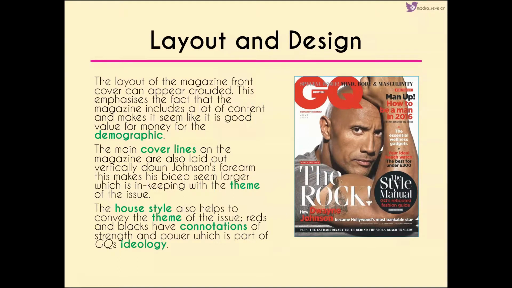And layout and design. The layout of the magazine front cover can appear crowded. This emphasises the fact that the magazine includes a lot of content and makes it seem like it's good value for money for the demographic. The main cover lines on the magazine are also laid out vertically down Johnson's forearm. This makes his biceps seem larger, which is in keeping with the theme of the issue. The house style also helps to convey the theme of the issue. Reds and blacks have connotations of strength and power, which is part of GQ's ideology.